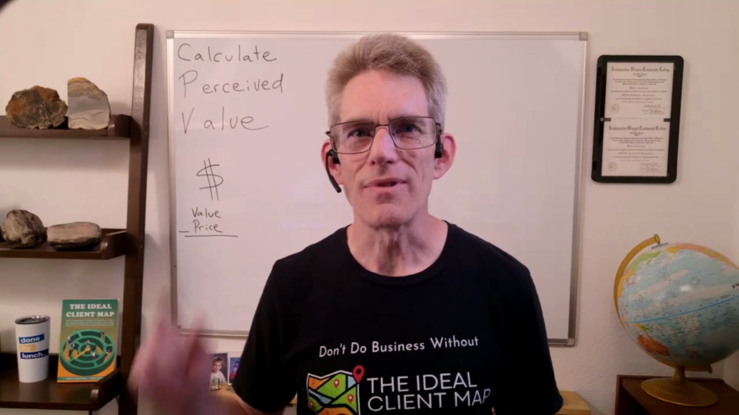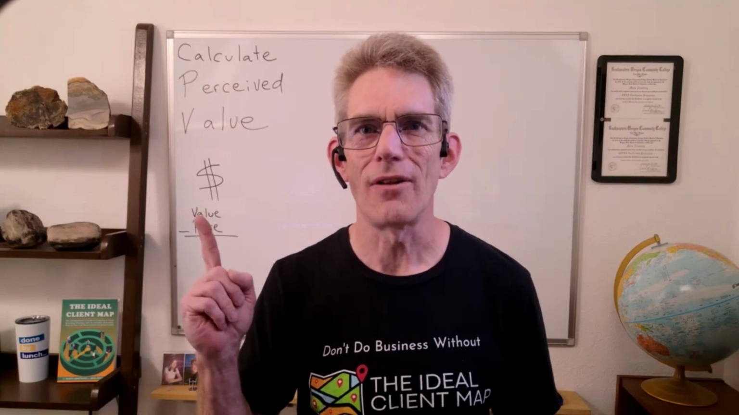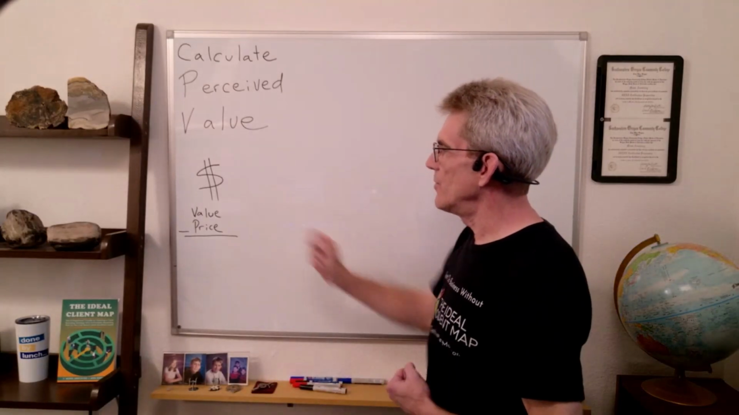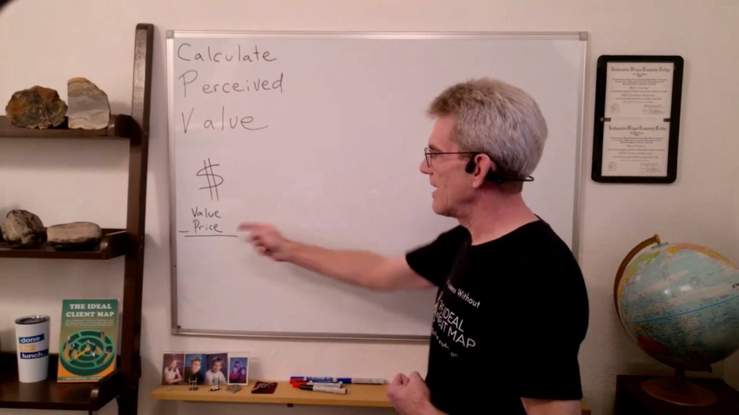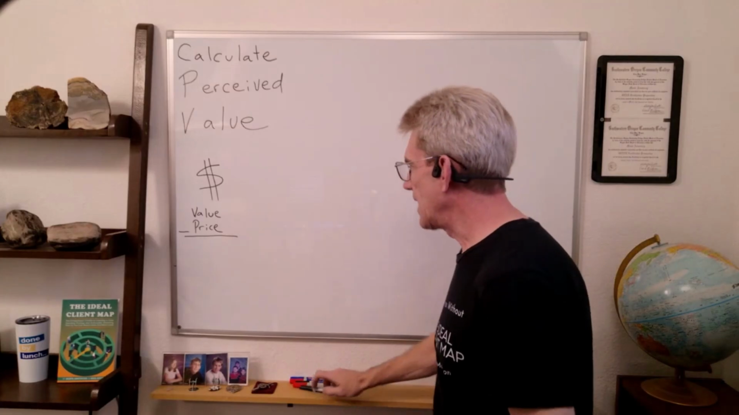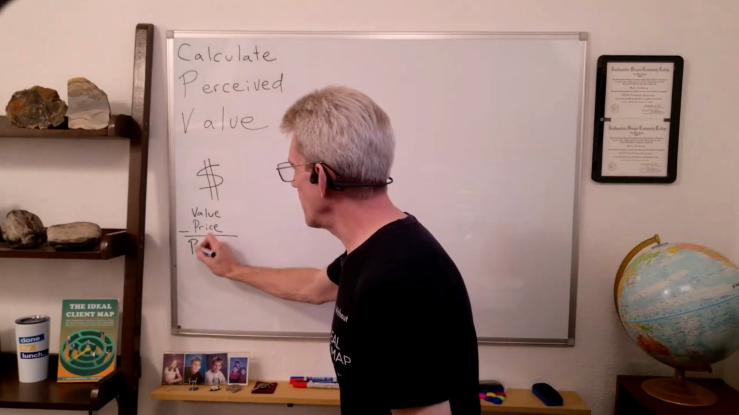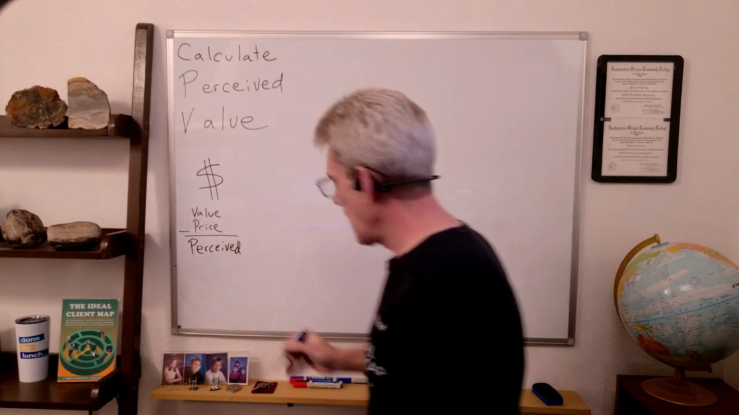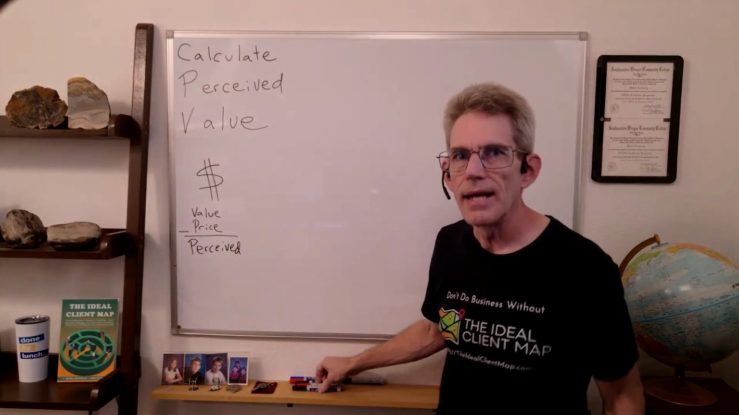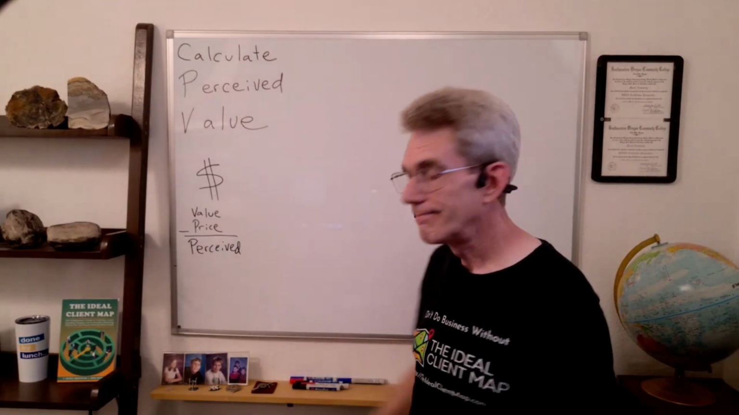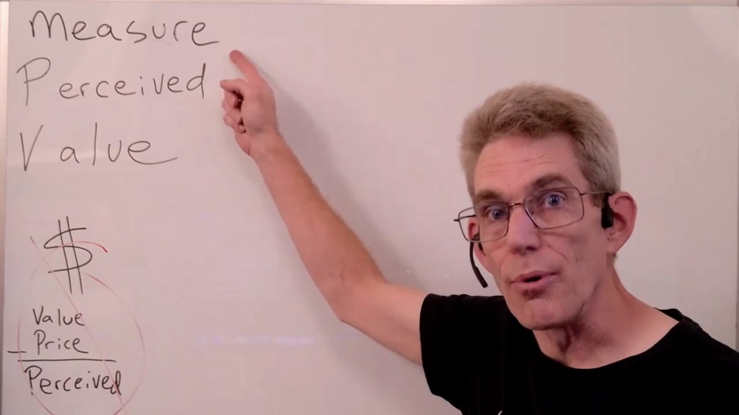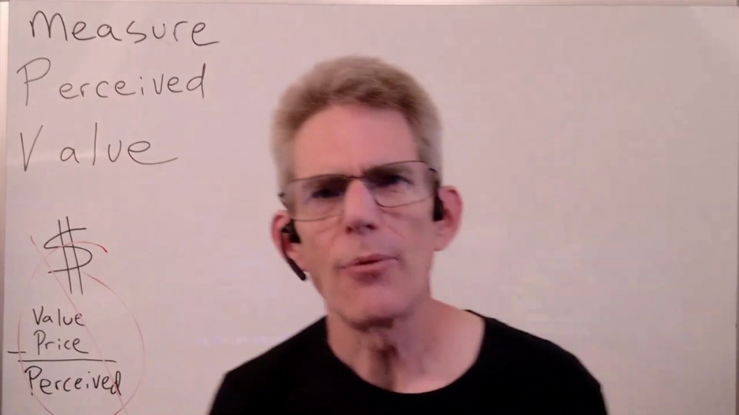Most people calculate perceived value with some kind of dollar amount like this, and they think that we can just take the value that we place on it and subtract the price that we place on it, and suddenly this is everybody's perceived value. But in all actuality, this is wrong. What we really want to do is actually measure our perceived value. But how do we do that?